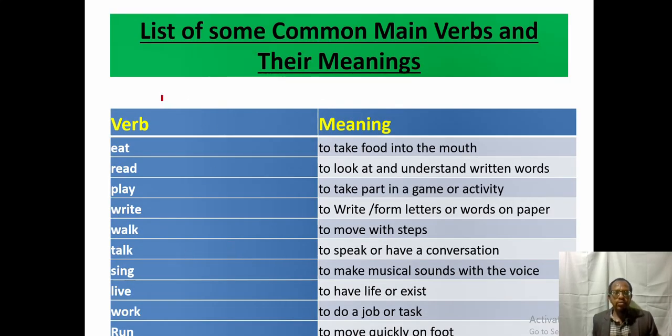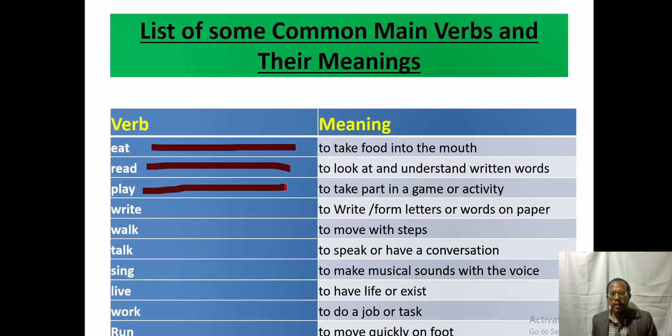And now let's proceed to see the list of some common main verbs and their meanings. Verb eat, and its meaning is to take food into the mouth. And read, and its meaning is to look at and understand written words. And then play. This is to take part in a game or activity. And next, write. So this is to form letters or words on paper. And then walk. It is to move with steps.